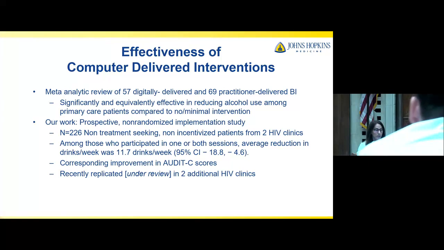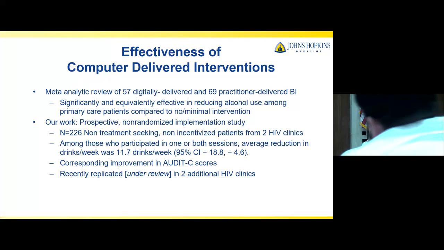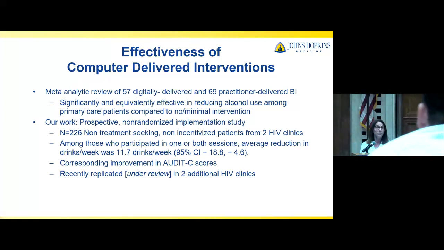There are numerous reviews. In our own work, we had 226 people from the HIV clinic who were not treatment seeking. This is important. So we kind of hit them over the head and said, do you want to review an alcohol treatment intervention? So they were non-treatment seeking, they were non-incentivized, and they reduced their alcohol use by 11.7 drinks a week, which is huge. So not only statistically significant, but clinically very significant. And we just recently replicated this in a study.